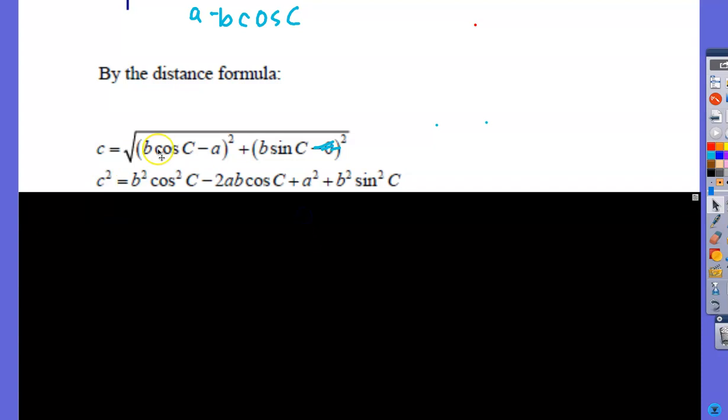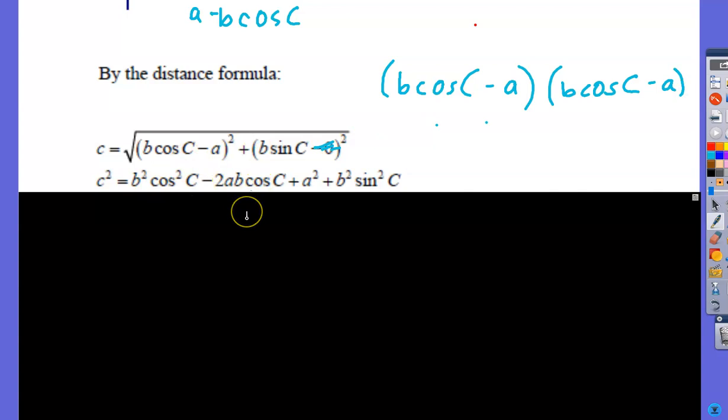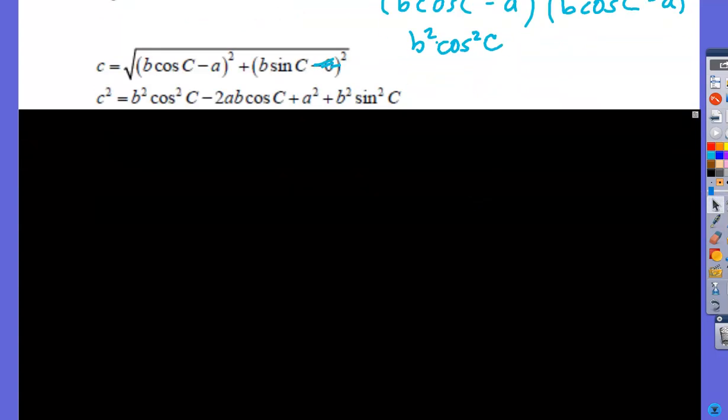I multiplied this out, I did B cos C minus A times another B cos C minus A. That's how I got this. And then I just had to square this. Now be careful. When you take this, for example, times this, you get b times b, b squared, and then you have cos of c times cos of c, which we write as cos squared of c. So that's where that's coming from. Just don't want anybody to be confused.